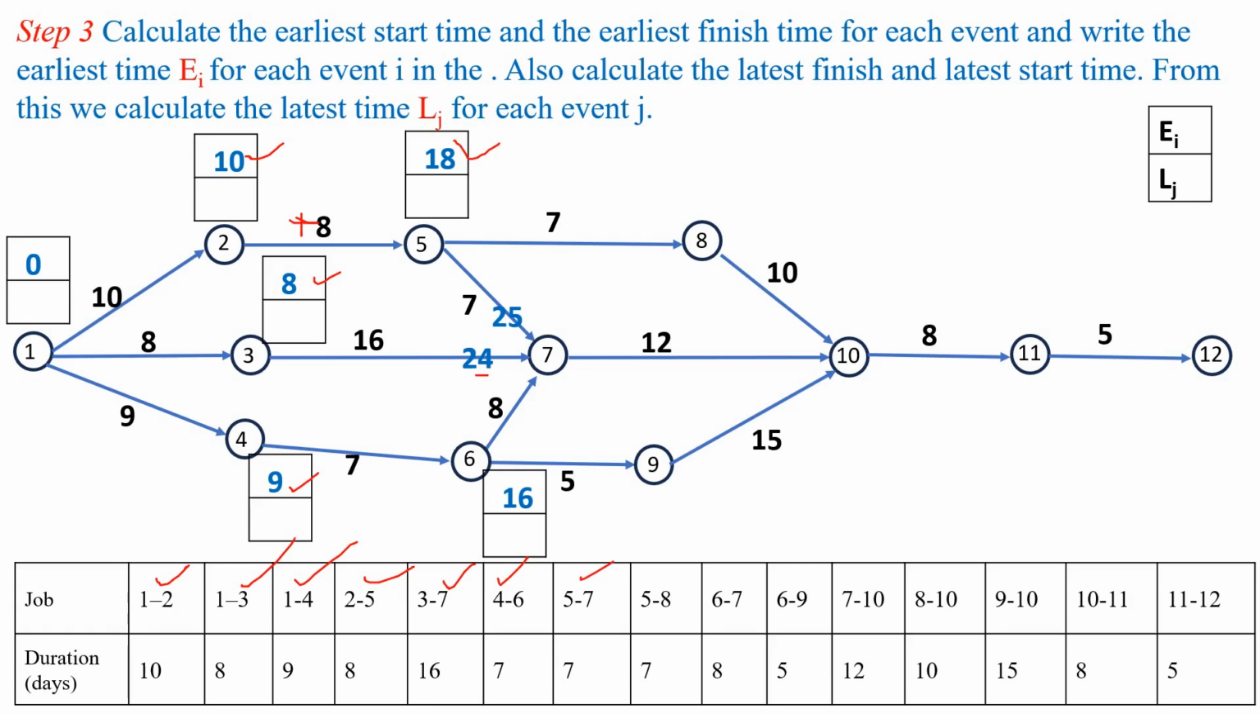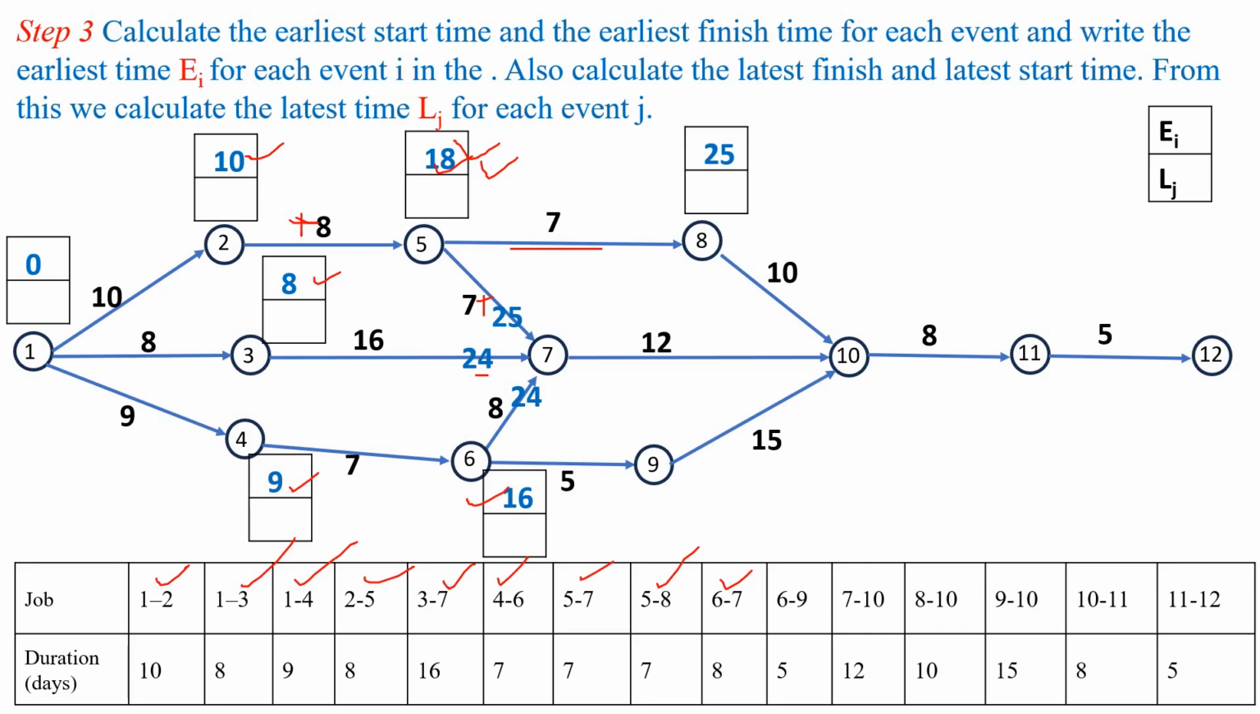Next activity 5 to 7. For activity 5 to 7, start time is 18 and finish time 18 plus 7, it is 25. Next one is the activity 5 to 8. For activity 5 to 8, start time is 18 and finish time is 18 plus 7, it is 25. Next one is the activity 6 to 7. For activity 6 to 7, start time is 16 and finish time 16 plus 8, 24.